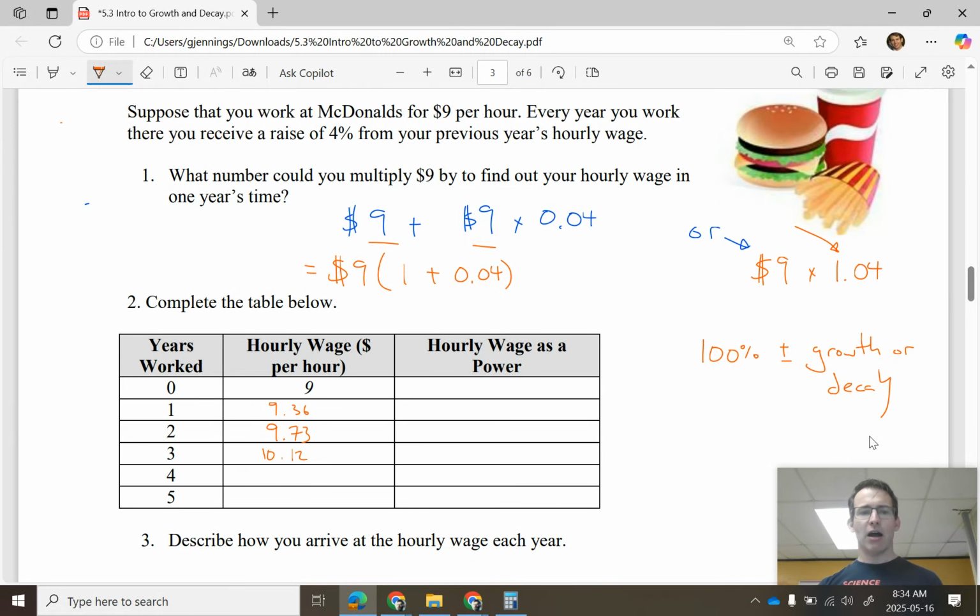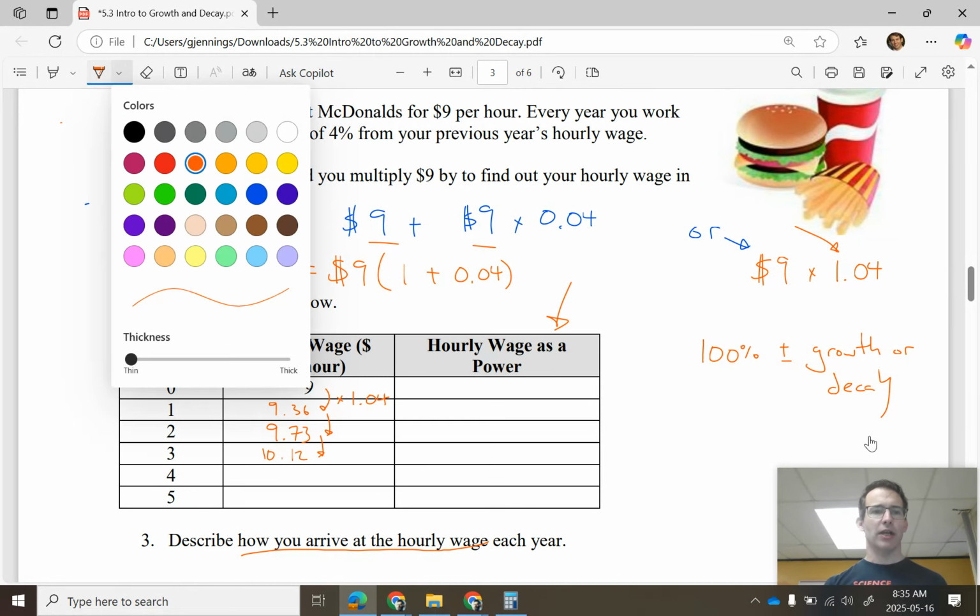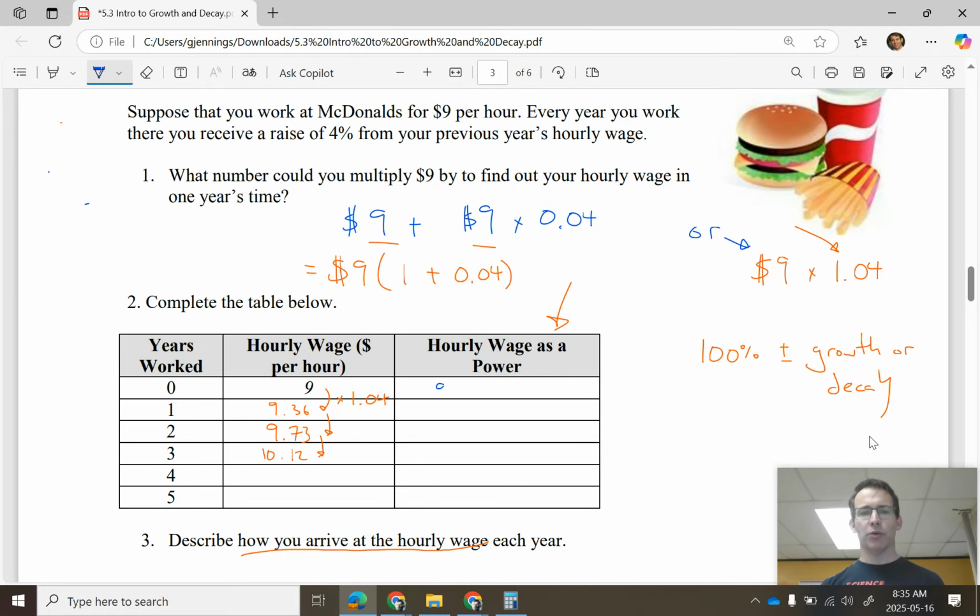Okay. So how are we arriving at the hourly wage each year? What is the thing we do to multiply by each time? 1.04, yeah, of course. All right. So let's write them as a power. Let's write them as a series of things going down here. We take our initial wage, and we don't multiply it by anything in that year 0. 0 copies of 1.04 we're multiplying by. And the next year, we have 9 times 1.04. In the year after that, you're just going to take the number that you had before, which was 9 times 1.04, and then multiply by another 1.04.